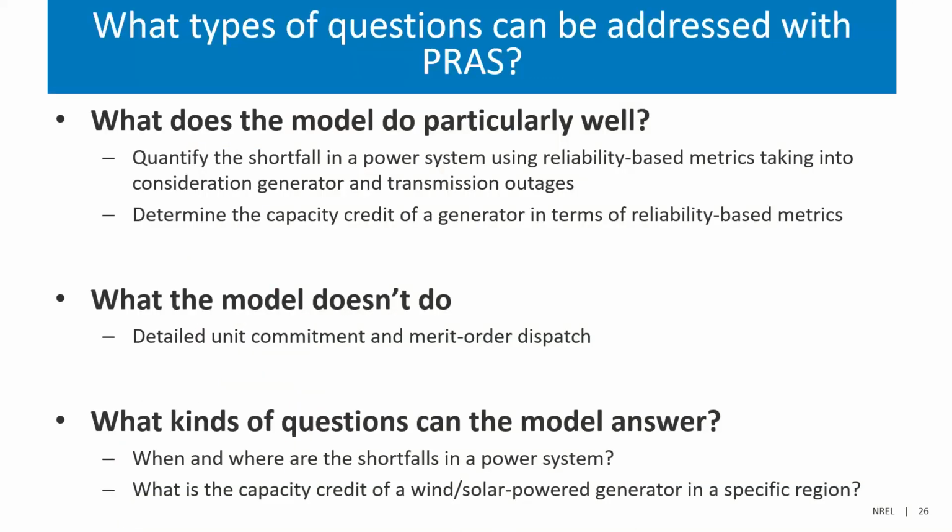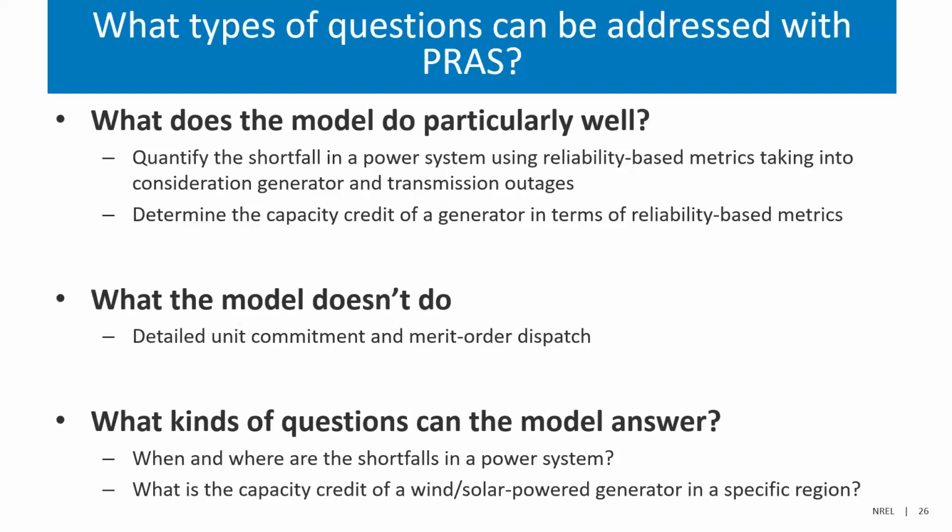Okay, so what types of questions can be addressed with PRAS? PRAS really quantifies the shortfall in a power system using the reliability-based metrics that we talked about, taking both generator and transmission outages into consideration. And it also determines the capacity credit of the generator in terms of those metrics. However, PRAS cannot do detailed unit commitment, merit order dispatch.